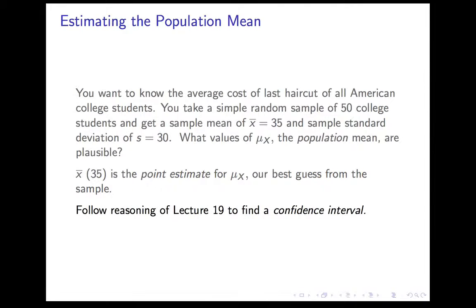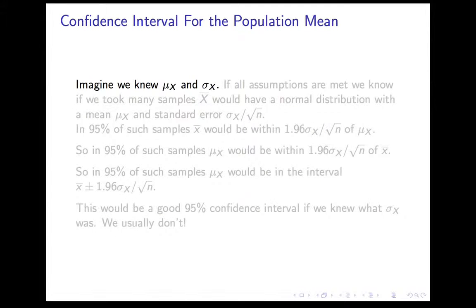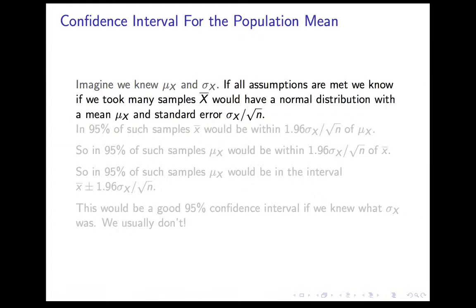To make it a confidence interval, we're going to have to use the same tricky approach that we did in lecture 19. We start by saying we know sigma and mu, and that all the assumptions are met, so that means that x bar has a normal distribution with a mean mu of x and standard error sigma x over the square root of n. What does that make reasonable values of x bar look like? Well, we know that in 95% of such samples, x bar will be within 1.96 standard errors of the mean. That is, within a distance 1.96 sigma x over the square root of n of the mean mu of x.